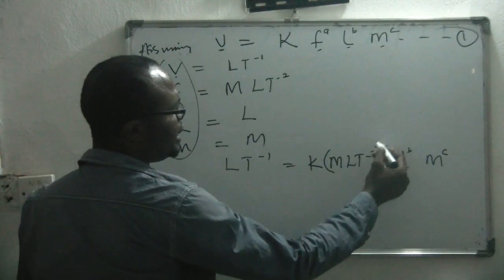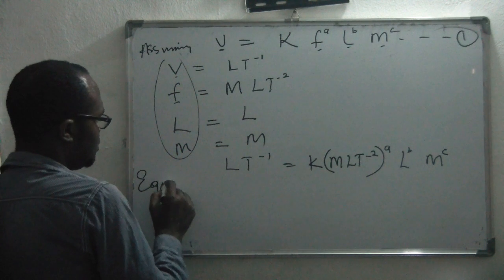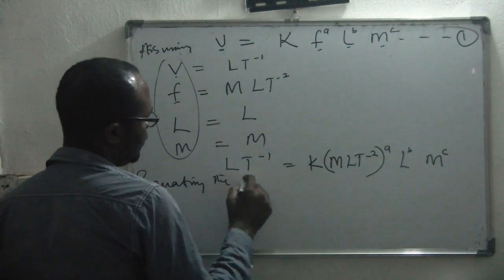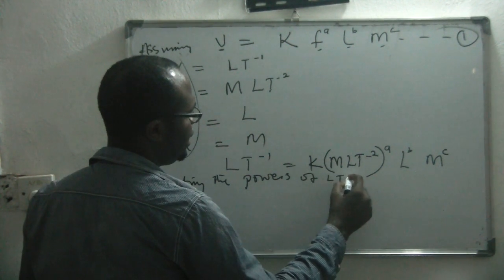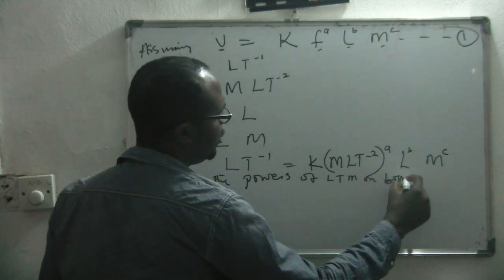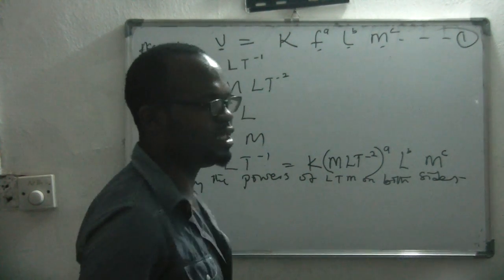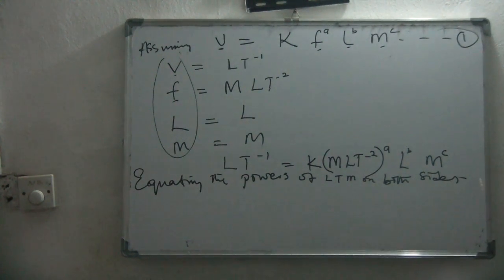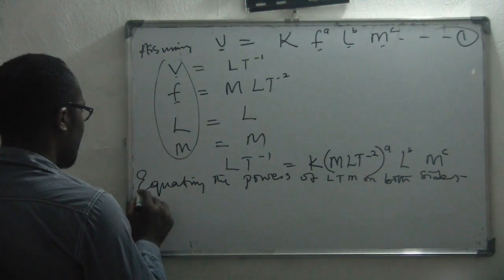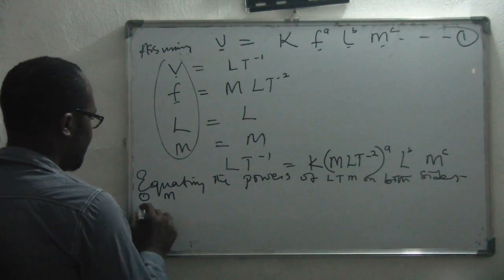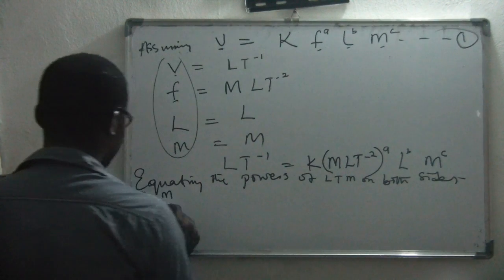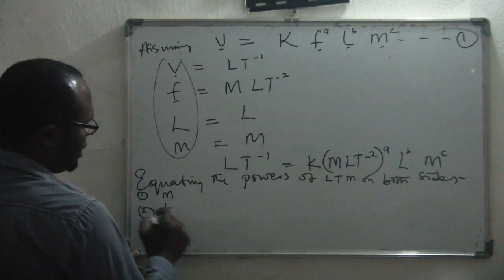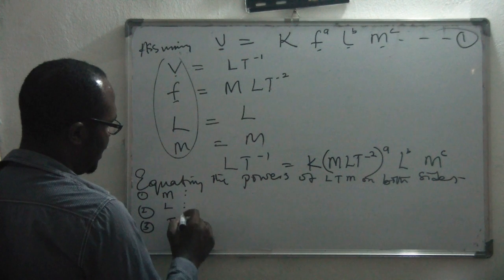Now, we are going to equate the powers of L, T, M on both sides. Number 1, we pick out the powers of M. Number 2, we pick out the powers of L. And number 3, we pick out the powers of T. So let's equate the powers of M.